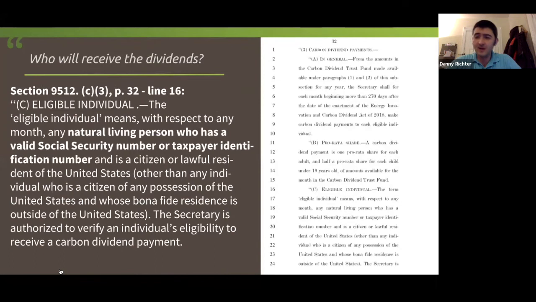Natural living person. As we were crafting this, there was a concern that because corporations are persons under law, we didn't want this going to corporations, so we wanted to say natural living person. We wanted to be clear that this was just to regular people, not corporations. And then in the CCL construction, we wanted this to go to all residents. And so some of that is here, not to citizens, but to all residents, valid social security number, taxpayer identification number. You can be here and not be a citizen, and you can have one of those, and you can get the dividend.